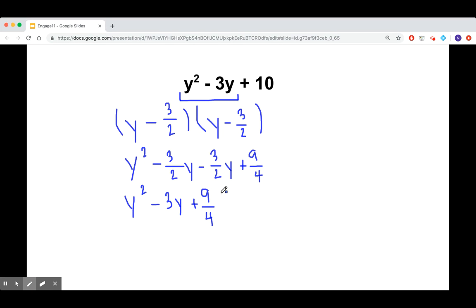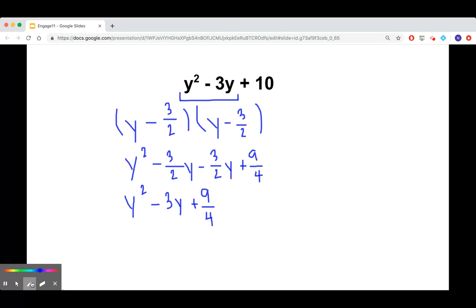And when I say not a perfect square, what I mean is we're going to have to do some messing around with this constant term to make sure that we can create an expression that's equivalent to y squared minus 3y plus 10. So we know that our constant term is 10, but we're working with fourths.